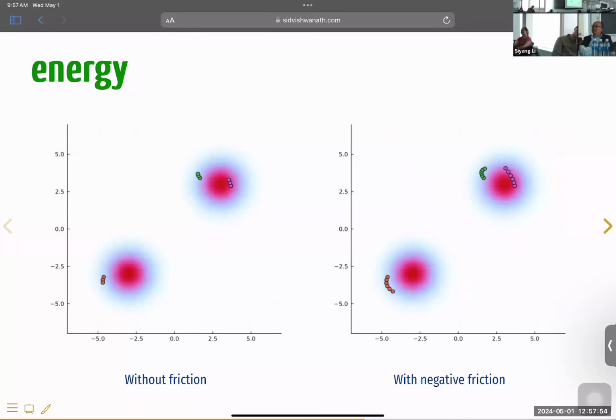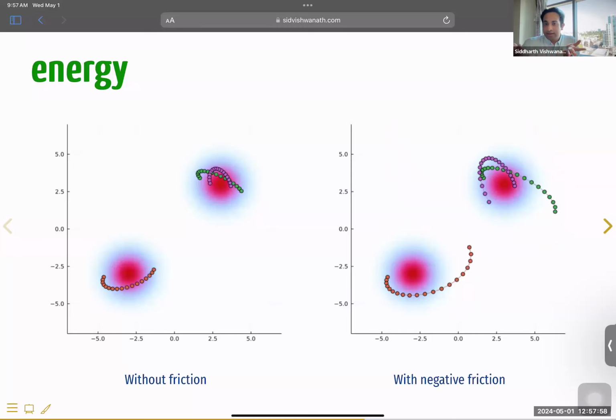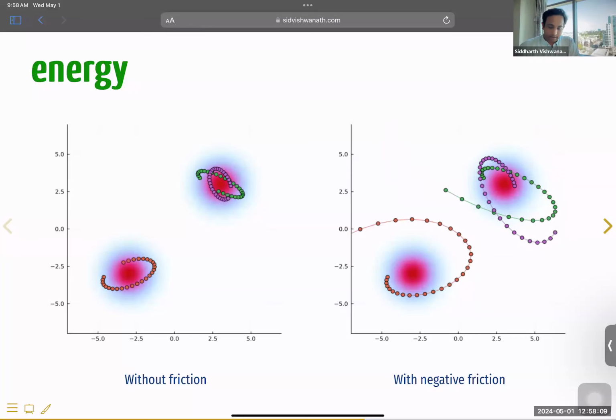I think that's a great analogy. So what this means is that your particle is suddenly gaining more energy and is accelerating along the flow as opposed to decelerating. And this is reminiscent of repelling dynamics.